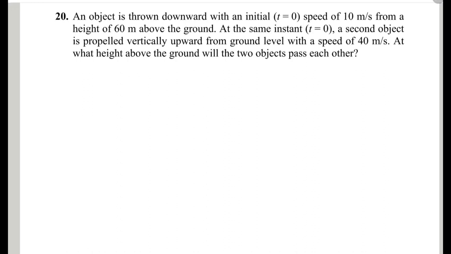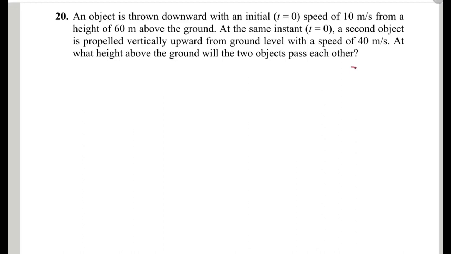An object is thrown downward with an initial speed of 10 meters per second from a height of 60 meters above the ground. At the same instant, t equals 0, a second object is propelled vertically upward from ground level with a speed of 40 meters per second. At what height above the ground will the two objects pass each other?